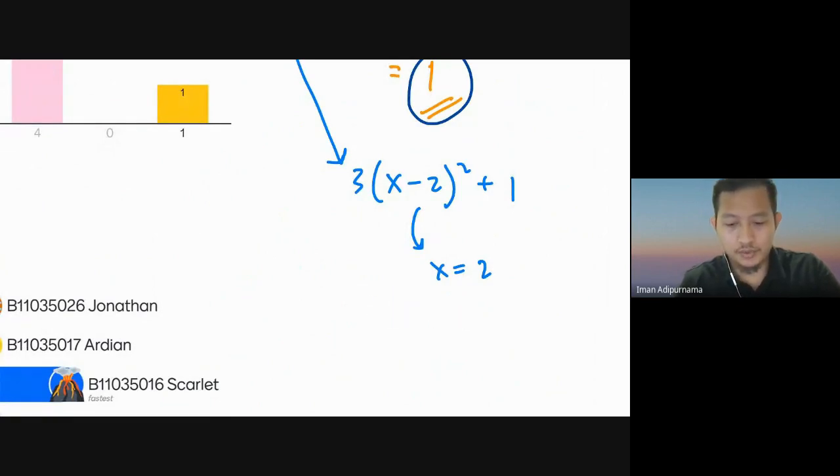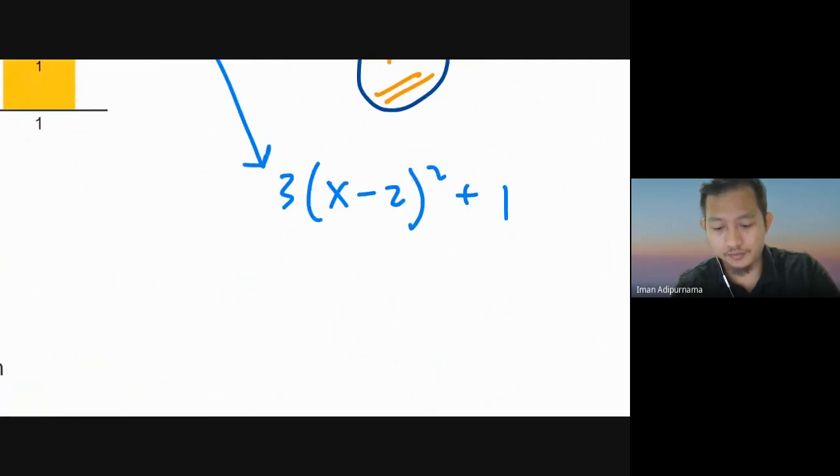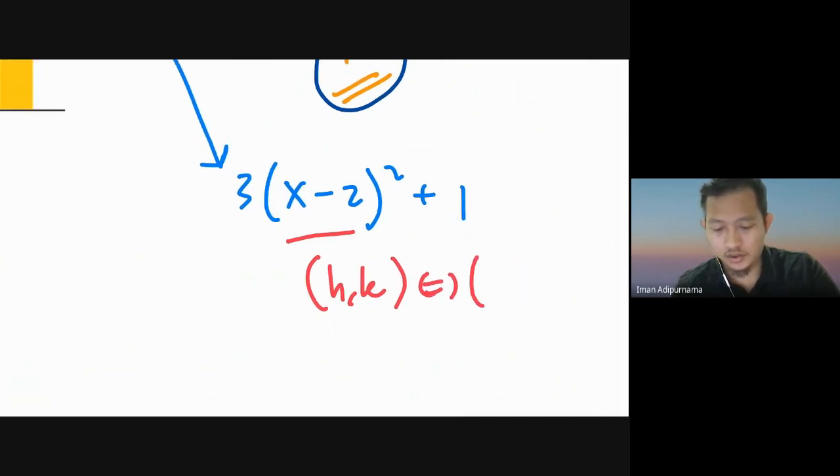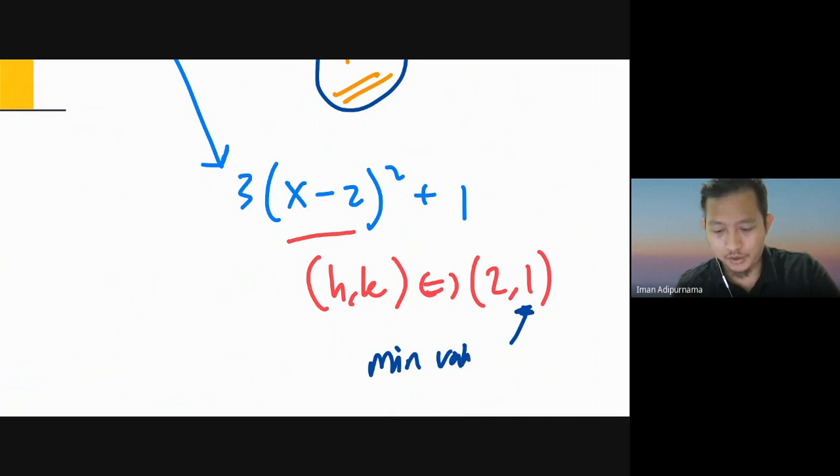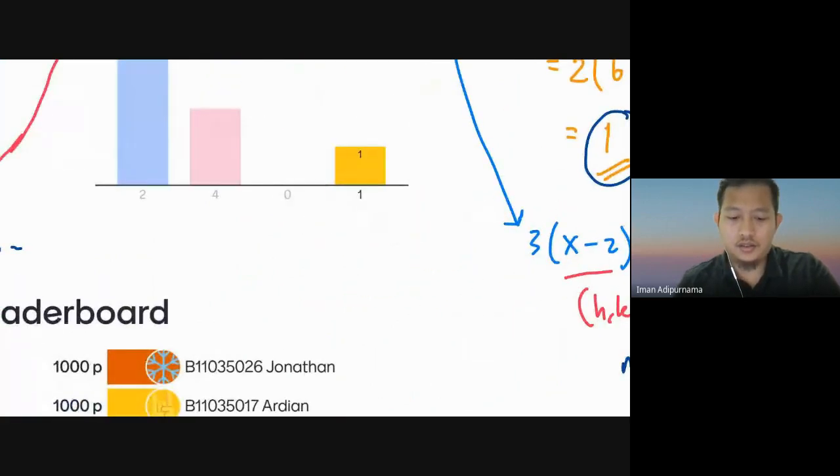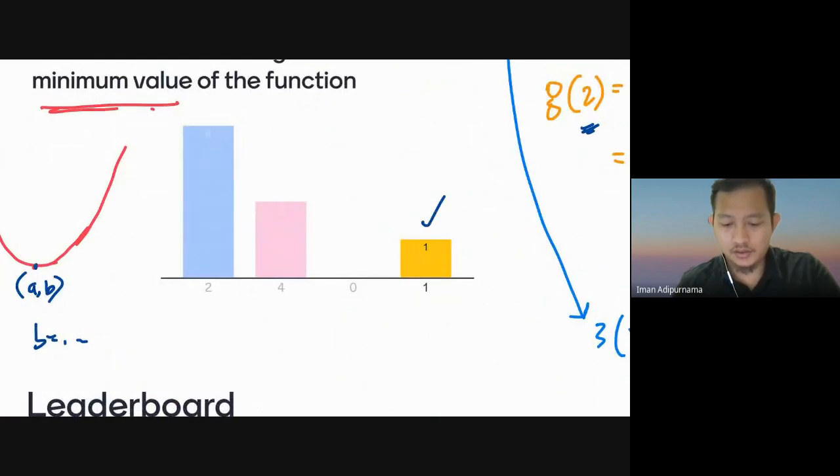Or you can look at the complete square, the standard form. So you have (h, k), which is (2, 1), and you will see directly that this is the answer, 1. Minimum value is 1. Okay, and only one person got the correct answer.